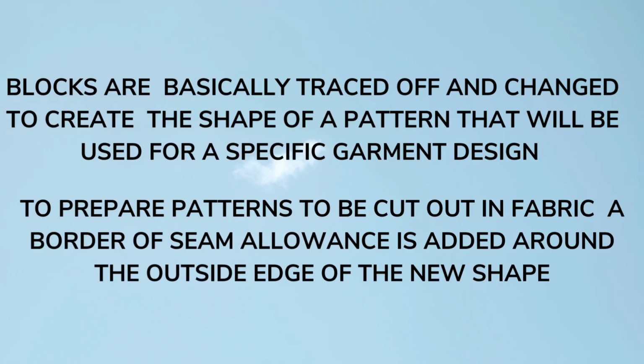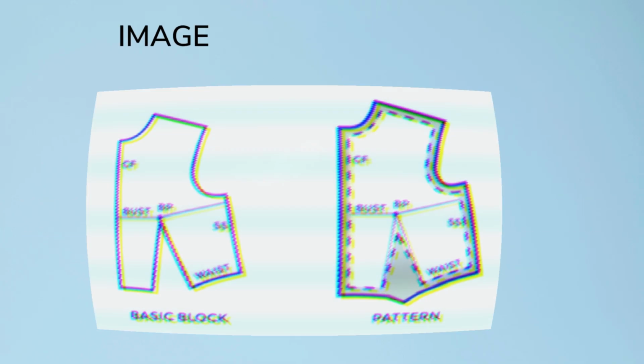Blocks are basically traced off and changed to create the shape of a pattern that will be used for a specific garment design. To prepare patterns to be cut out in fabric, a border of seam allowance is added around the outside edge of the new shape. Image of basic block and pattern.